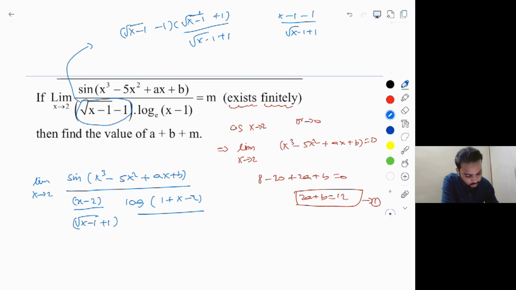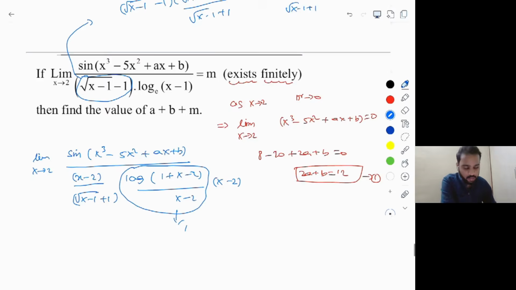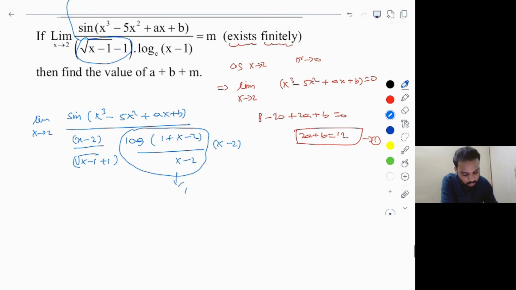And then I'll try to divide and multiply by x minus 2, so that you see a basic formula here: log of 1 plus f of x divided by f of x, as f of x tends to 0, this entire value will be 1. So it is simplified now. That's the advantage. Moreover, here as x tends to 2, let's find out this value here because it is existing and non-zero. If you put 2 here, this is going to be root of 2 minus 1, plus 1, which is equal to 2.